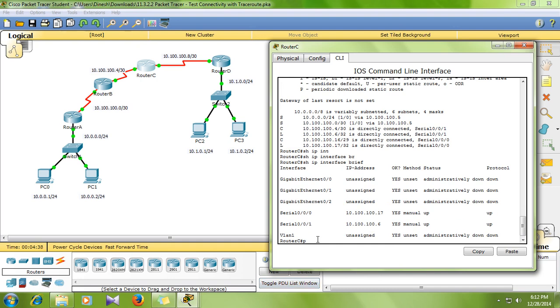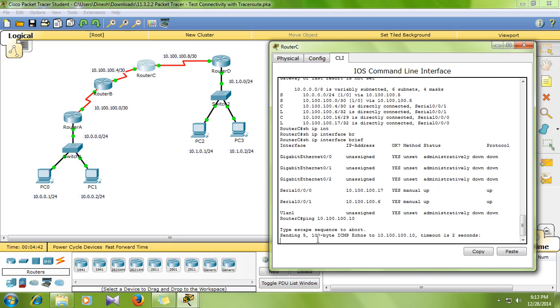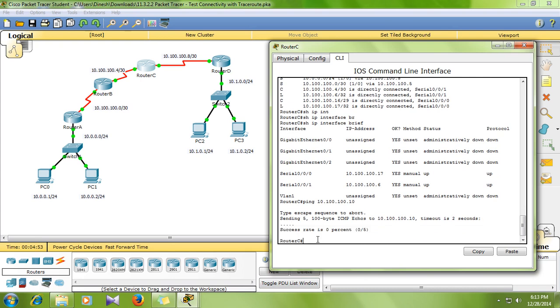Try to reach the next hop address 10.100.100.10. The next hop address is not reachable. If the next hop address is not reachable, it will not be installed in the routing table. Even though you configure the route, it will check whether the next hop address is reachable or not. Only if the next hop address is reachable will it install in the routing table. This is to avoid loops.